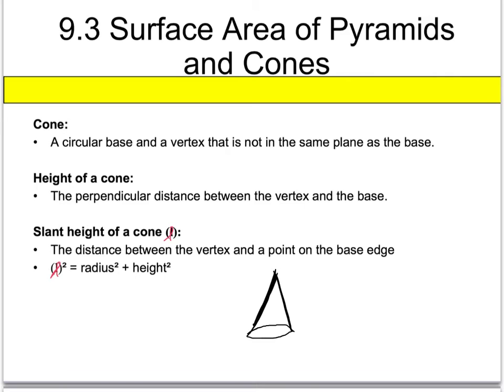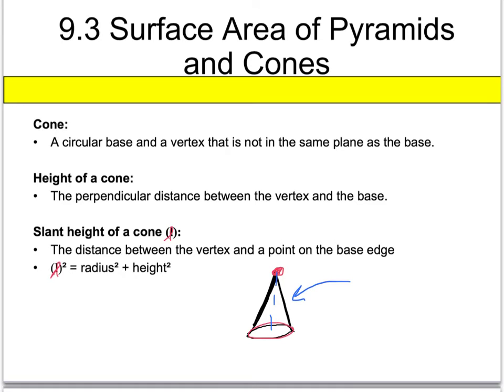So your cone is a circular base and a vertex that is not in the same plane. Here's your vertex at the top. Here's our circular base that is on a different plane. The height of a cone is the perpendicular distance, very similar to the height of a pyramid, and goes from the vertex to the base. Now, your slant height of a cone is going to be on the outside, that outer edge. Again, that's the distance between the vertex and a point on the edge of the base.